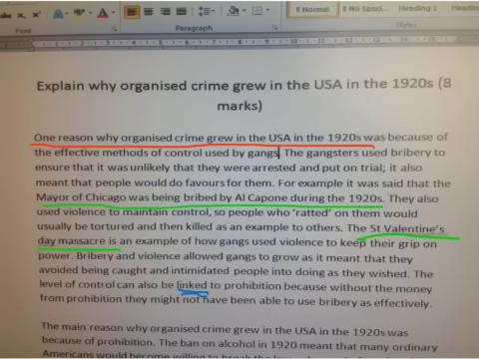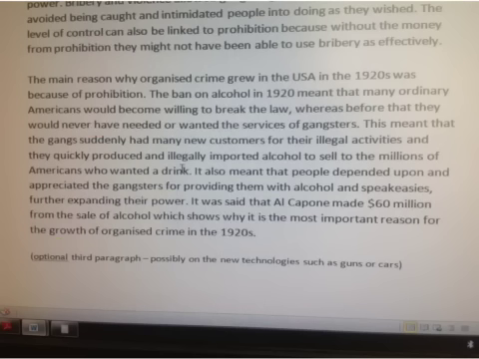What's my next paragraph all about? Guess. It's about prohibition, of course it is. Well, I've done some linking, you know I've done some linking, but to get 8 marks I might have to do some prioritising, and I begin the paragraph by prioritising, saying the main reason why organised crime grew in the USA in the 1920s was. The main reason. That suggests that I am prioritising, and so long as I go on to explain, then everything's fine. In this little section here, I briefly say what prohibition is, just so that the examiner knows that I'm aware of what prohibition is.